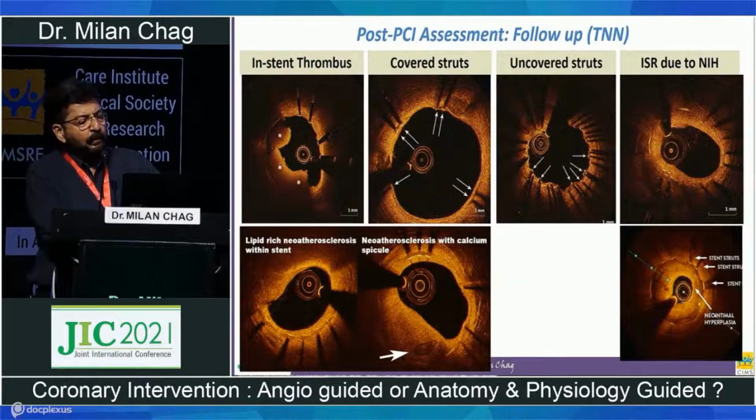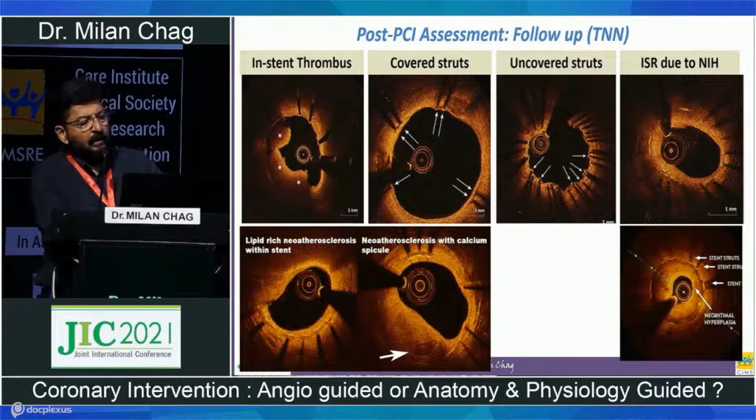If in post-PCI status, you can see instant thrombosis. When a post-PCI patient comes with angina or acute MI or acute coronary syndrome, you have to do OCT to assess what is the cause. Then and then you can correct the pathophysiology of the event.